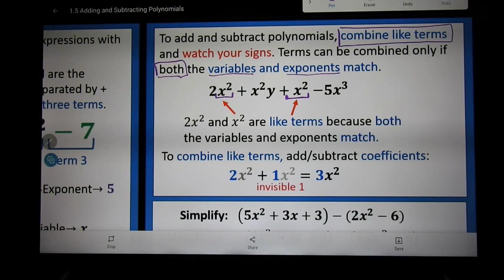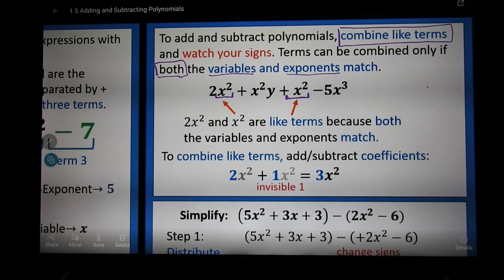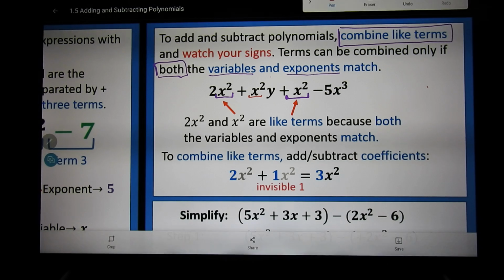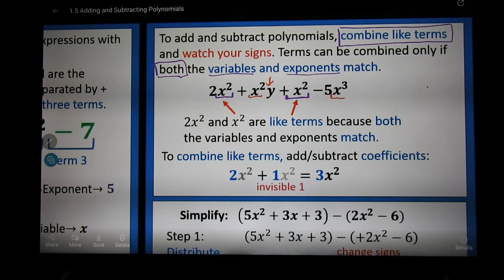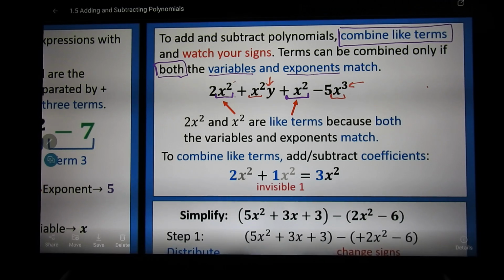What about this other x squared? Why doesn't it match? Because there's an x squared right there, but it doesn't match because it also has a y attached to it. So it has to exactly match, and it doesn't. The variable doesn't match because it has a y. What about this one over here? This one's an x, but it doesn't match because it has the third power here, and both of these variables have the second power.